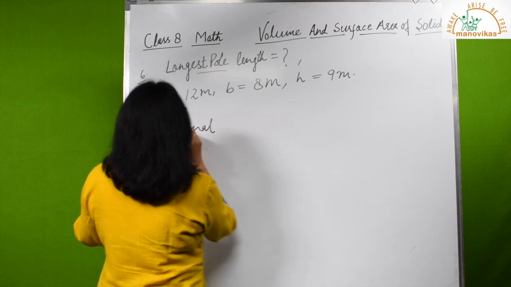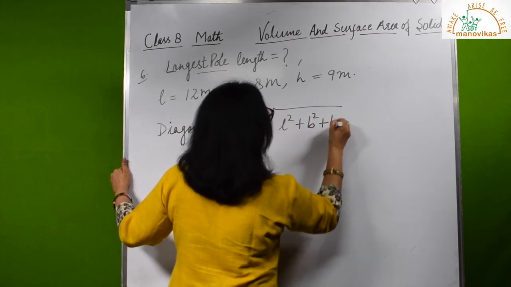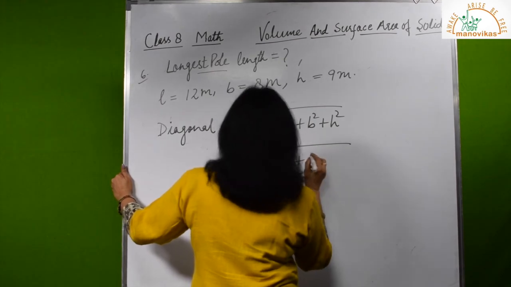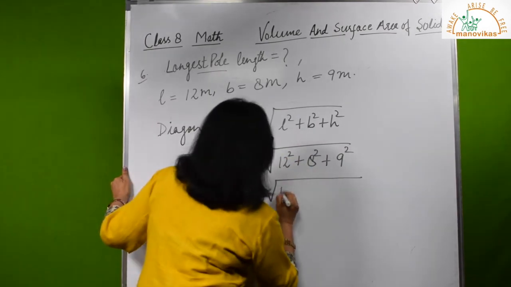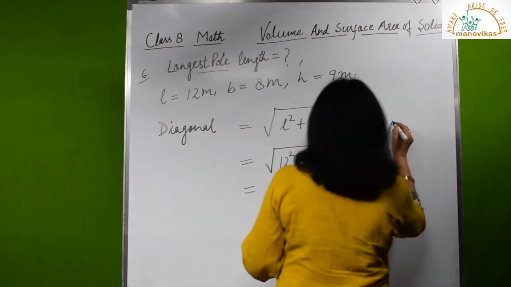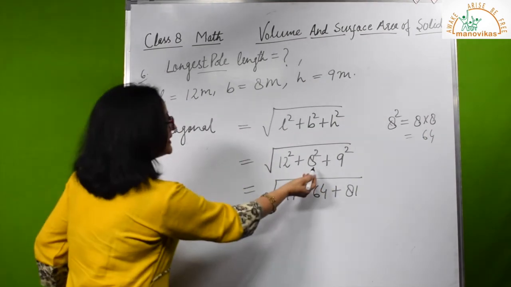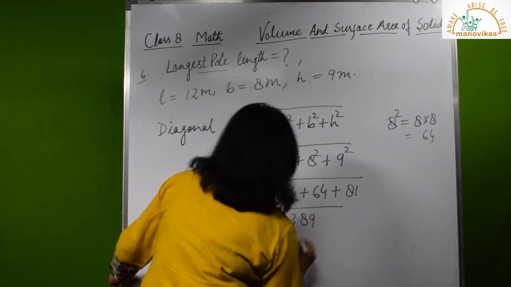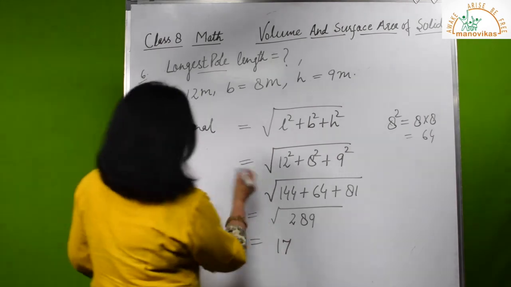Diagonal formula is, diagonal is equal to square root of L square plus B square plus H square. Now put all the values here. So L square means 12 square plus B square means 8 square plus H square means 9 square. Now you take the square. 12 12s are 144, 8 8s are 64, 9 9s are 81. I hope you understand the square. If it is 8 square, that means 8 into 8, which is equal to 64. So square means multiply the number by itself. So here, if you add all these numbers, you will get 289. Okay. So square root of 289. Square root of 289 is 17. So the value of this diagonal is 17.